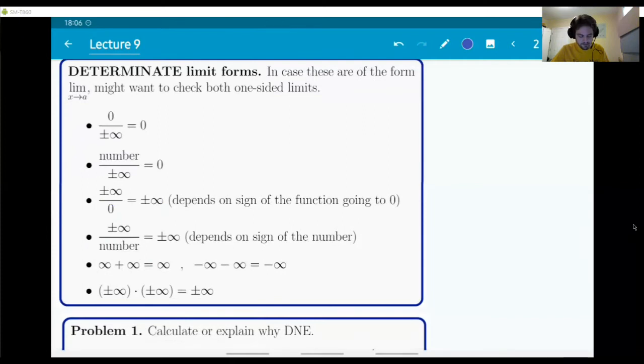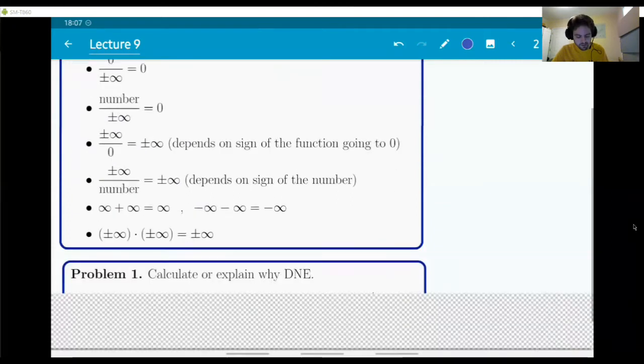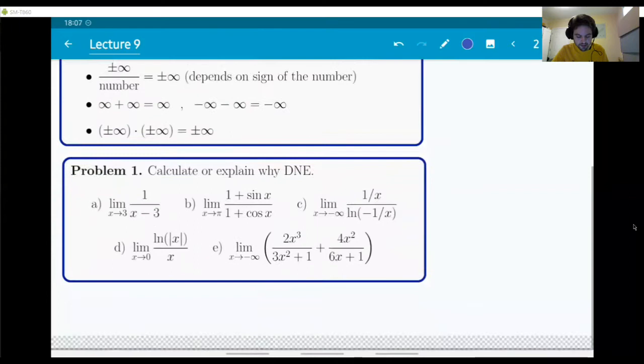And sums of infinities or differences like this, minus infinity, those are determined. What is not determined is infinity minus infinity, for example. This one is indeterminate. Similarly for products of infinities. So each one of the limits in here will be actually determinate.